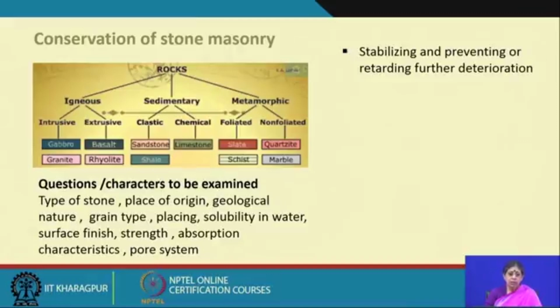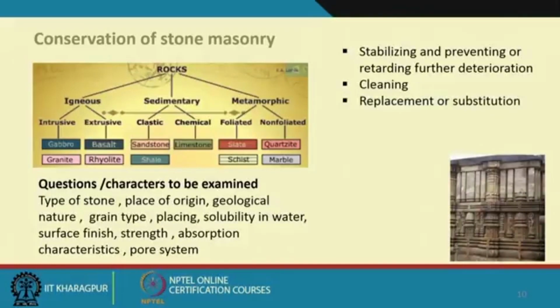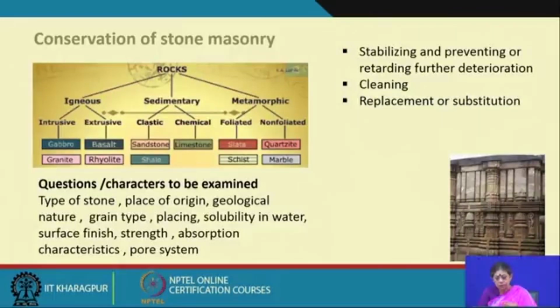Now, when we are talking about the stone masonry, whatever the type, we have to understand that basically the purpose, or the care that should be taken, is the stabilizing and preventing or retarding further deterioration. This is the most important factor when we are talking about stone masonry in any historic structure. Cleaning, how it should be cleaned, also varies from stone type to stone type. Replacement or substitution, we have discussed that, we have seen in Konarak that the original stones were not there when it was being built up to the foundation.